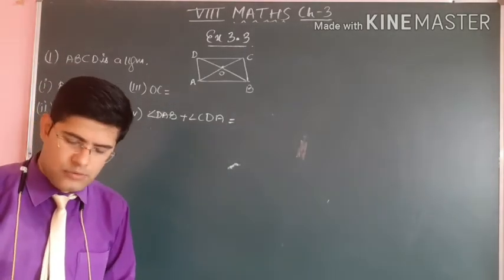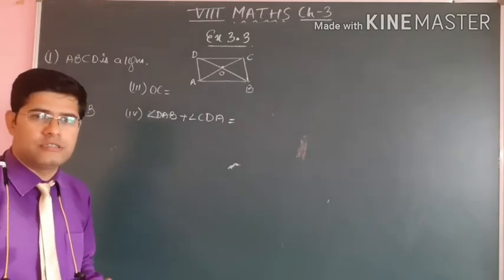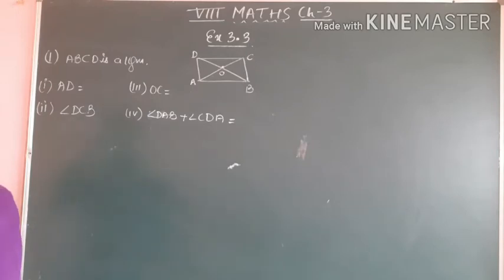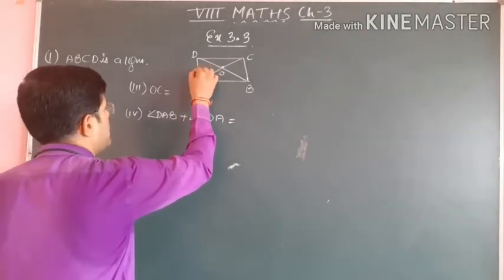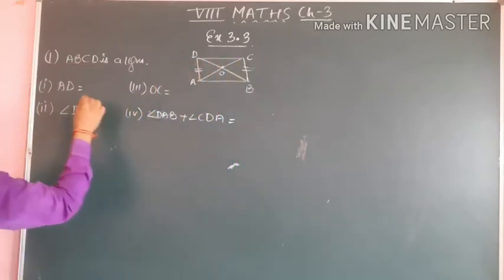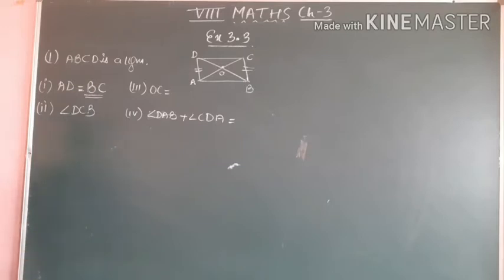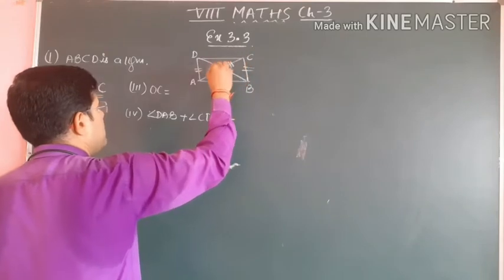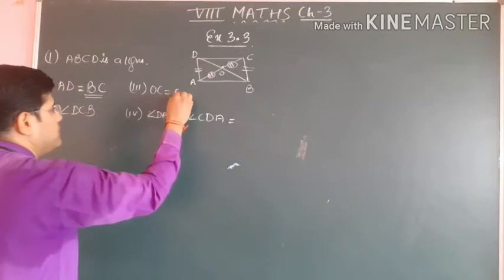Now in exercise 3.3, the first sum. In the first sum it is given a quadrilateral named ABCD, and here we have to state that ABCD is a parallelogram. So opposite sides are equal. So AD equal to BC. Here you can write BC is equal to AD. Now OC, we know that diagonals bisect each other. So these two segments are equal, so OC equal to OA.